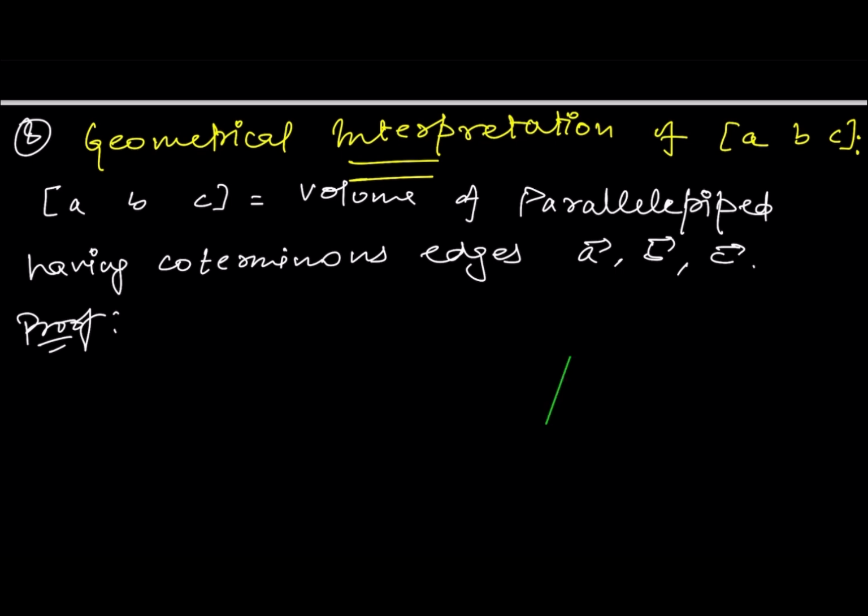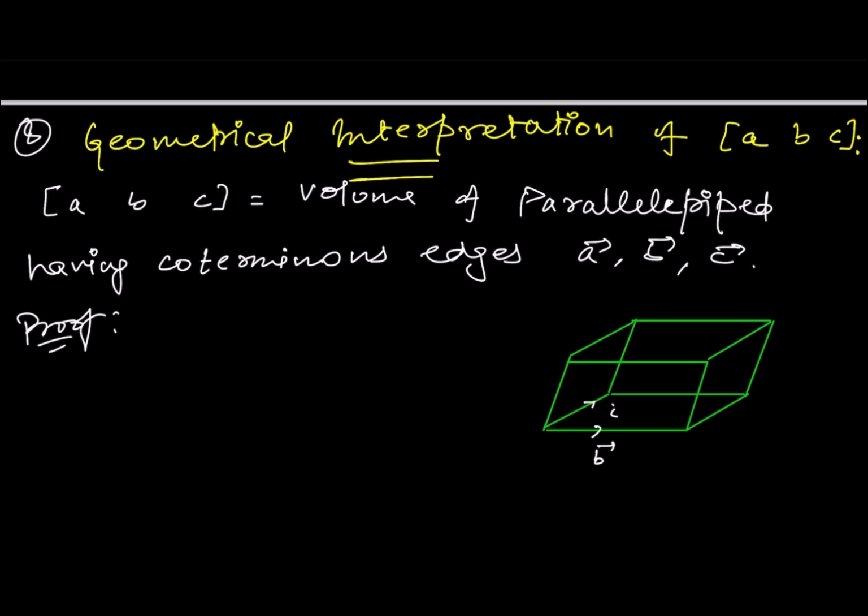Let us draw a parallelepiped. This is B vector. These three are coterminous edges of this parallelepiped. Coterminous edges means three edges or three vectors having the same initial point. In between B vector and C vector it is angle theta, and it is B cross C, and in between A vector and B cross C vector it is angle phi, right?